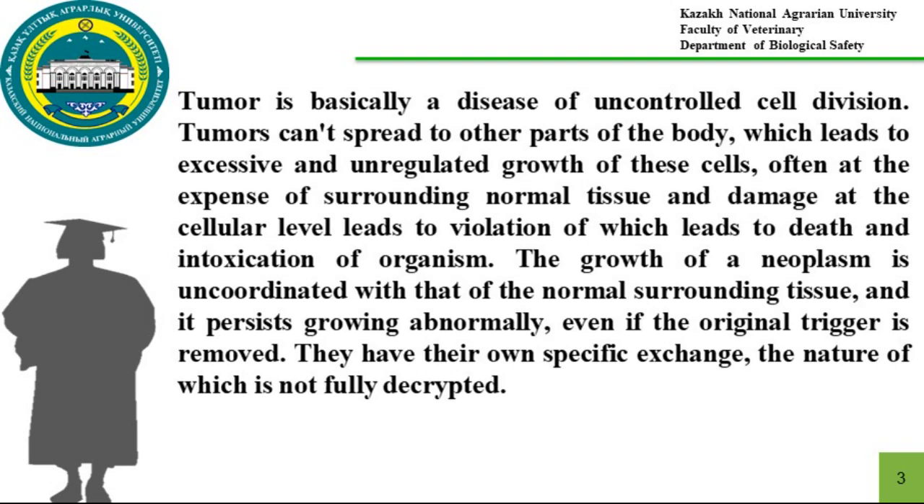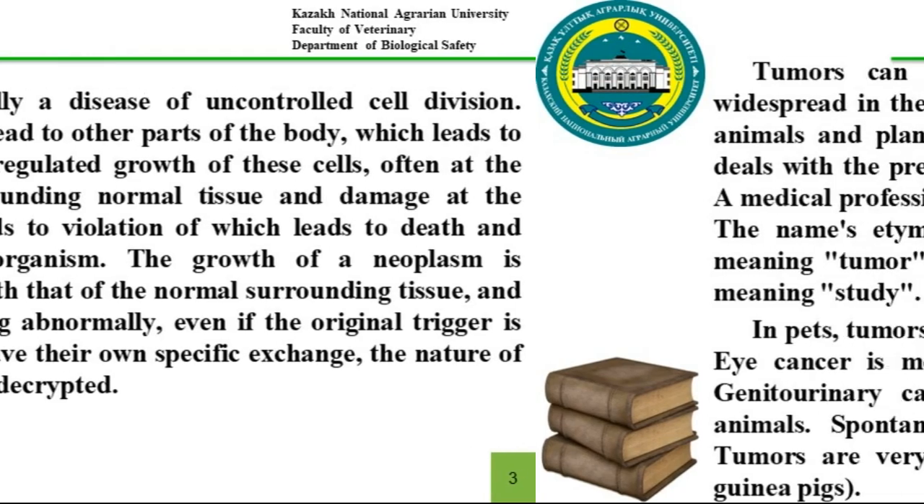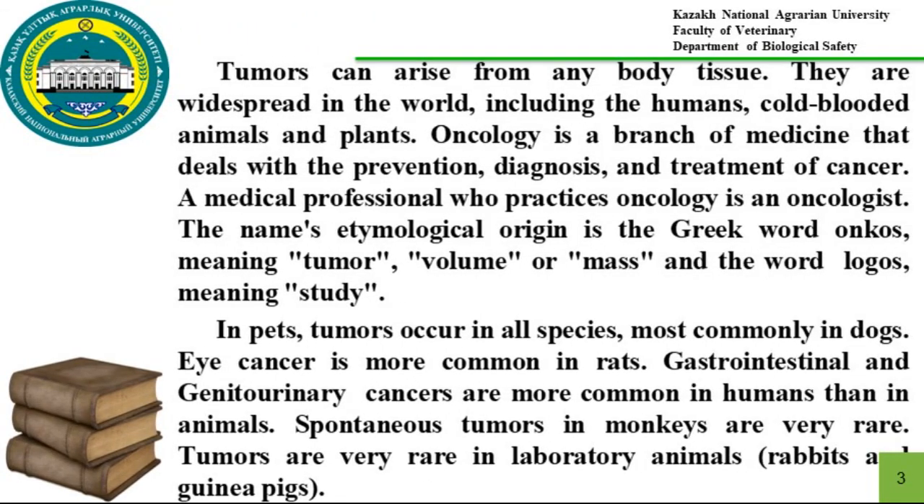The growth of a neoplasm is uncoordinated with that of the normal surrounding tissue, and it persists growing abnormally even if the original trigger is removed. They have their own specific exchange, the nature of which is not fully decrypted. Next, tumors can arise from any body tissue. They are widespread in the world, including in humans, cold-blooded animals, and plants.